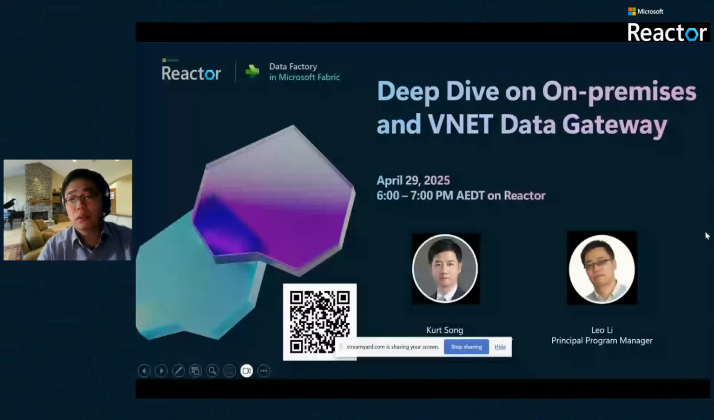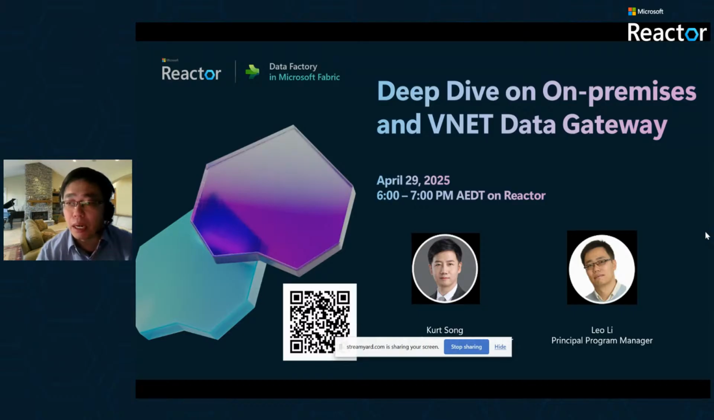Yeah, here we go. So, thank you for joining us in today's Reactor session. Today, our topic is a deep dive on the on-premises data gateway and the VNet data gateway. My colleague Kurt and I will spend the next hour or so explaining the main use cases, best practices, and the new features of the on-premises data gateway and the VNet data gateway. We will also discuss security-related issues that you are most concerned about, to help you understand how to securely transmit data in the Fabric environment while ensuring that the data is effectively protected.